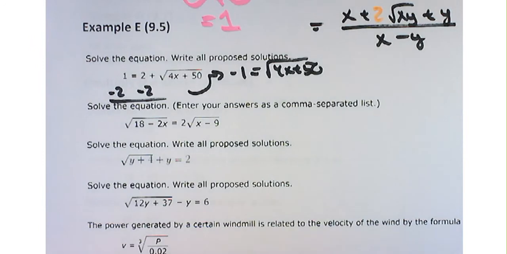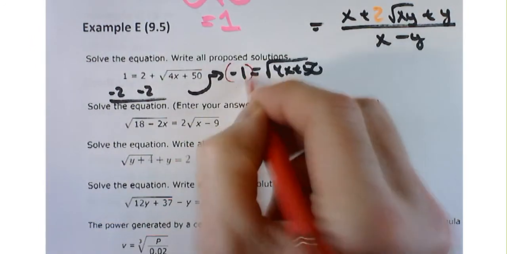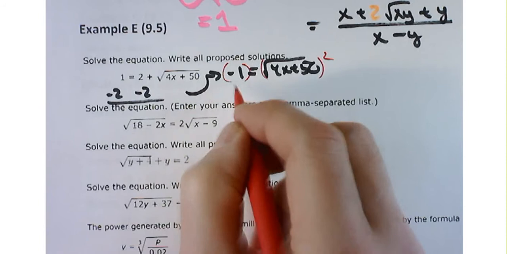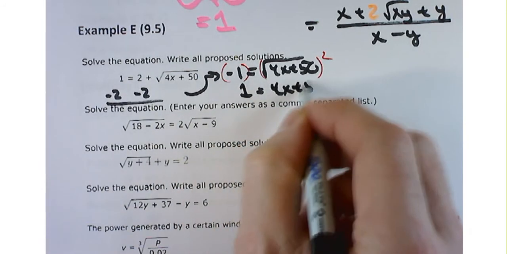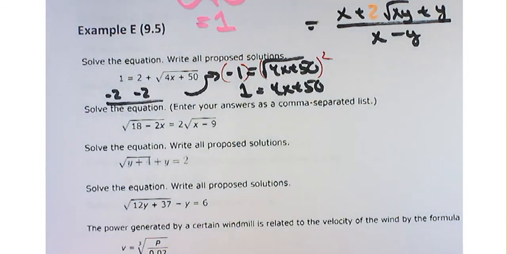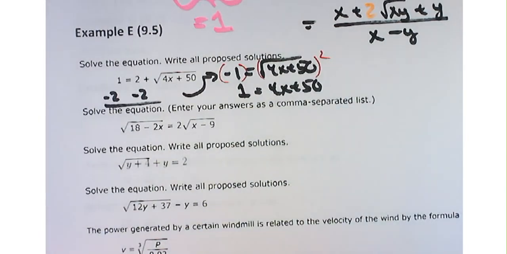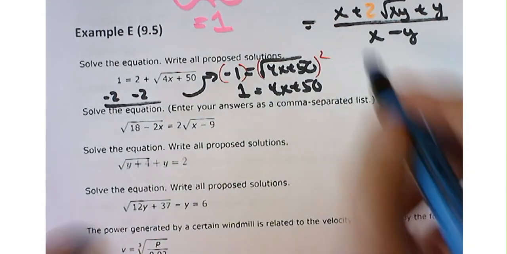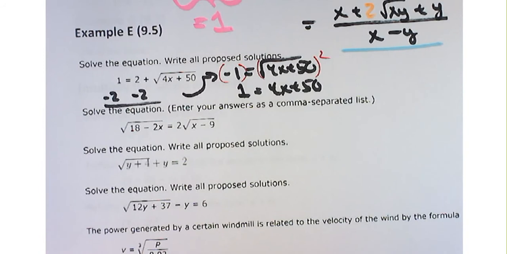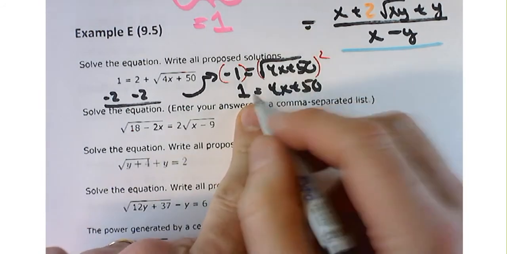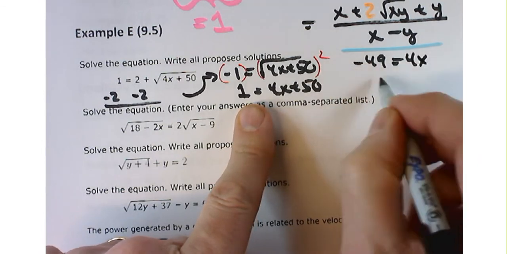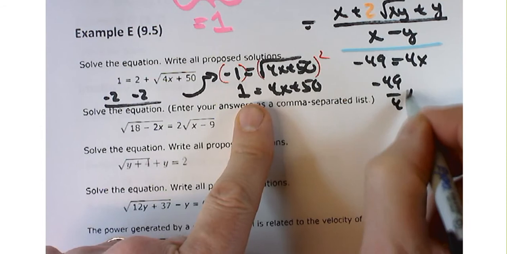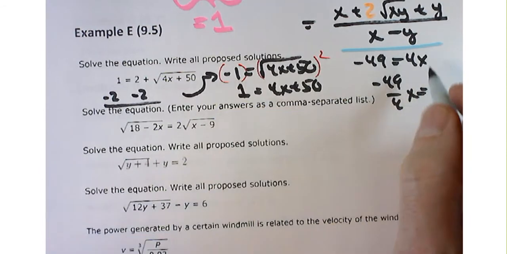To get rid of the square root term, I can square both sides. And that'll give me positive 1 equals 4x plus 50. And I forget who it was. Somebody ran into a problem just like this in the homework and was a little distressed about it because they figured that, oh, I got this thing right. Let's take a look here. If I subtract 1 from both sides, I get negative 49 equals 4x, or excuse me, negative 49 divided by 4 equals x.